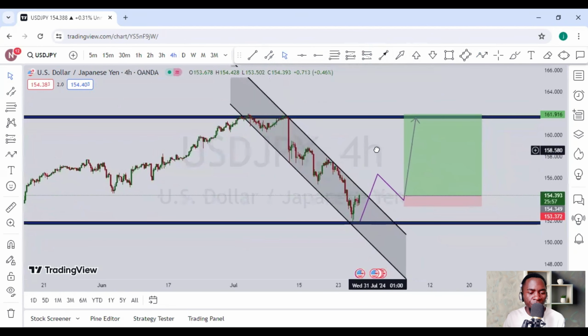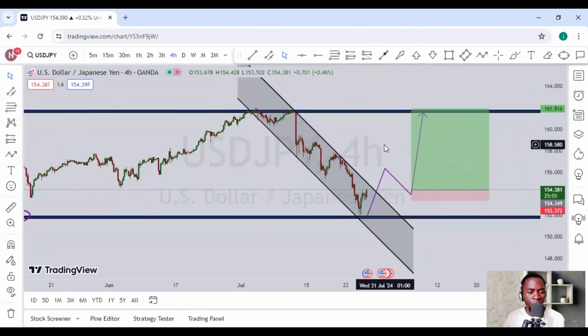So I'm expecting this one to happen. If this one cannot happen, then this trade I will not take. So for that person who asked me to analyze this USD JPY, expect to see something like this one. If something like this will not happen, then don't take that trade.